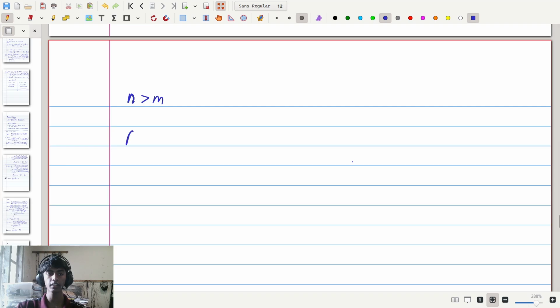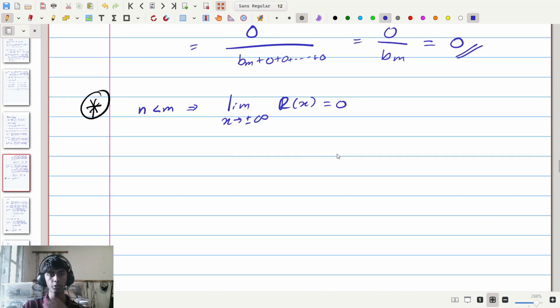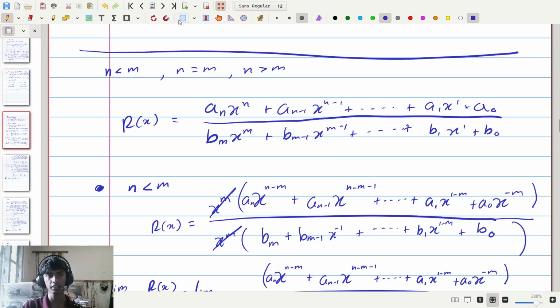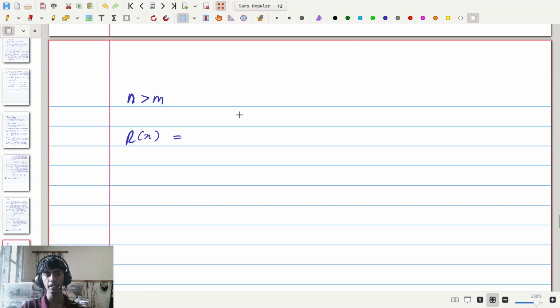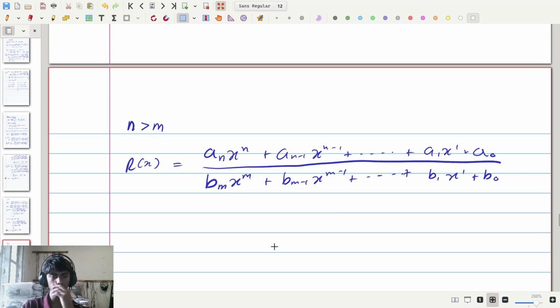In this case, writing R(x) out, I'm not going to waste your time or my time, I'm going to copy paste what I wrote up here because it's the same exact thing. We bring it down, except now n is greater than m. So what does this mean for us? Well, since n is greater than m, it means that x to the power of n is a greater power than x to the power of m.